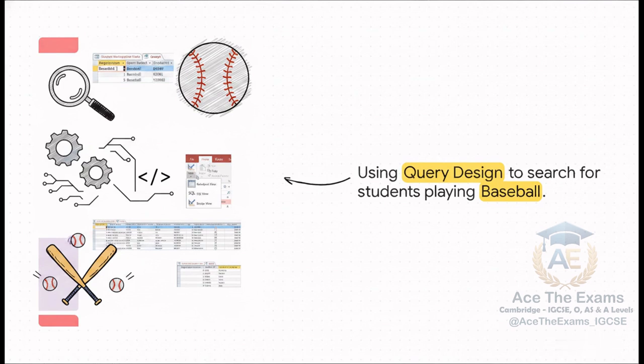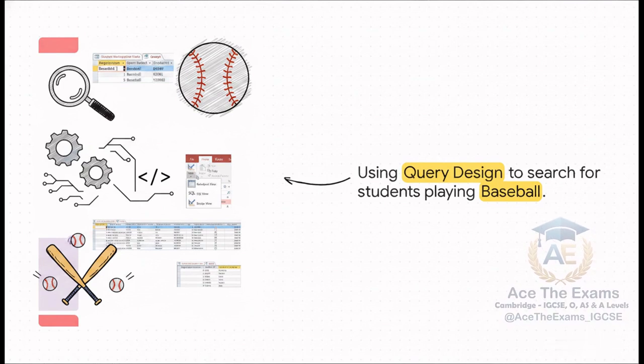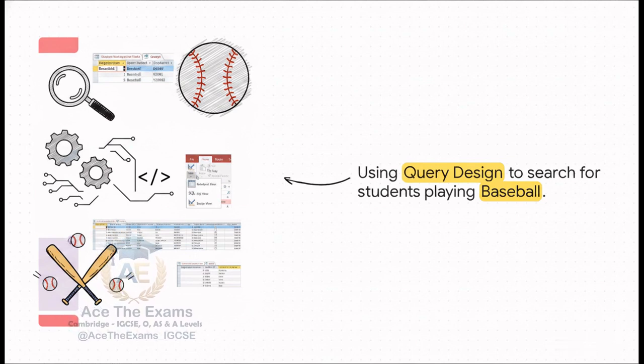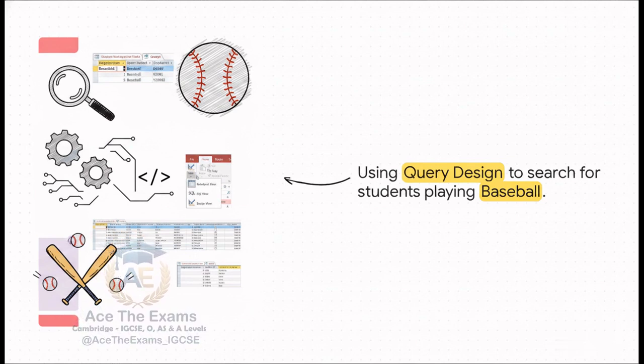One way to do this is by using a visual interface, often called Query by Example. Let's say we want to filter our annual sports meet database specifically for students playing baseball. You just pop the word baseball into the criteria box, and the software does all the heavy lifting, visually returning only the records that match.